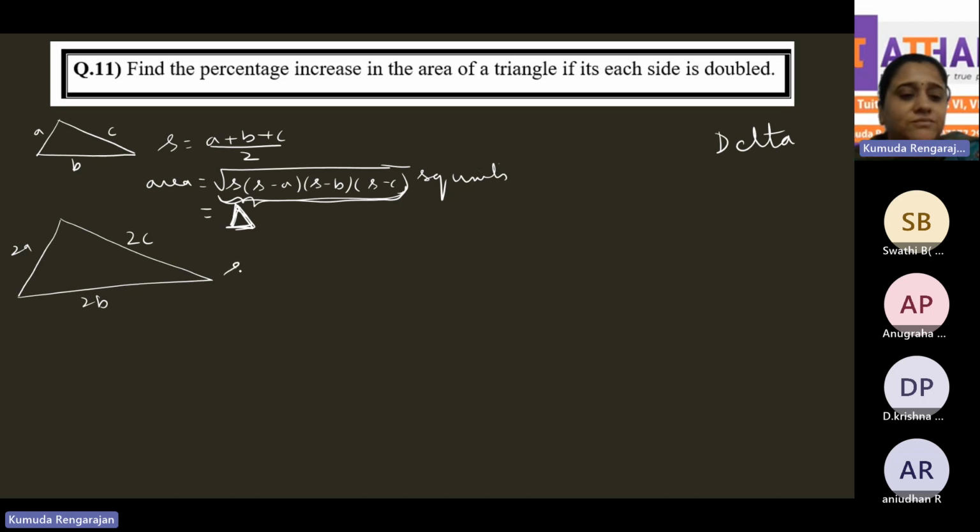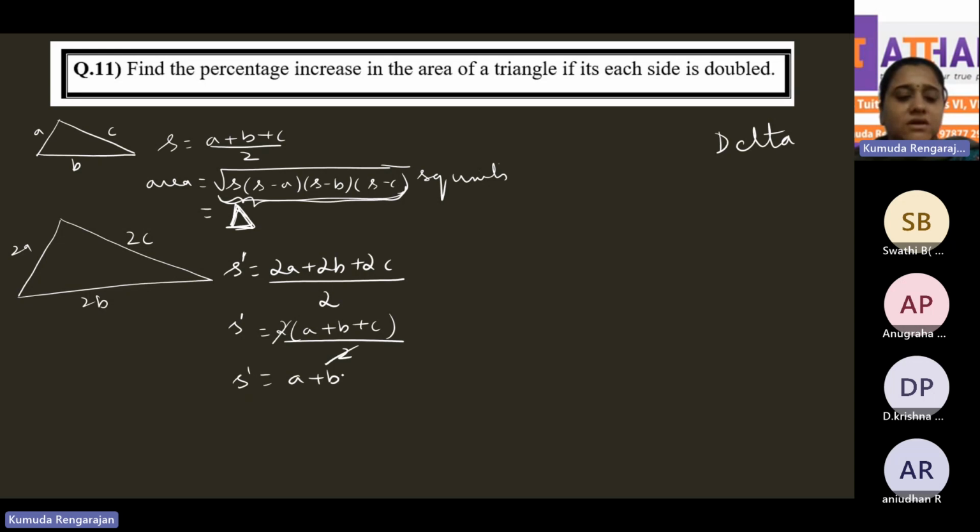Now what's the semi-perimeter? 2a plus 2b plus 2c, divided by 2. Yes or no, children? Add all three sides, 2a, 2b, and 2c, by 2. I'll call this s dash, because I already have s and I cannot call it s again. So s dash is equal to 2 is common, a plus b plus c divided by 2. 2 and 2 get cancelled. So s dash is a plus b plus c.